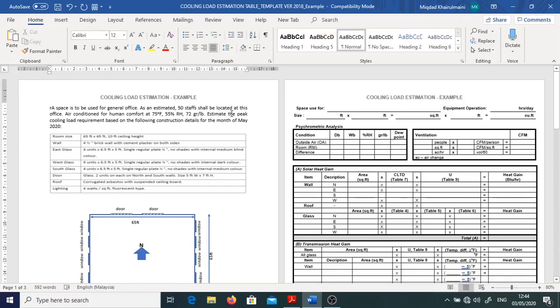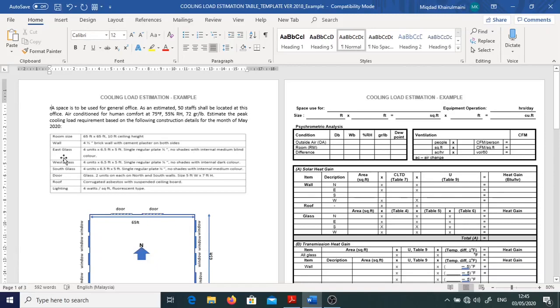So the question asks us to estimate the peak cooling load requirement based on the following construction details as in the table here for the month of May 2020. So here we have the space characteristic of the office. Okay, so we have the room size, we have the wall building material. Okay, so you can see it's 4.5-inch brick wall, cement plaster on both sides.